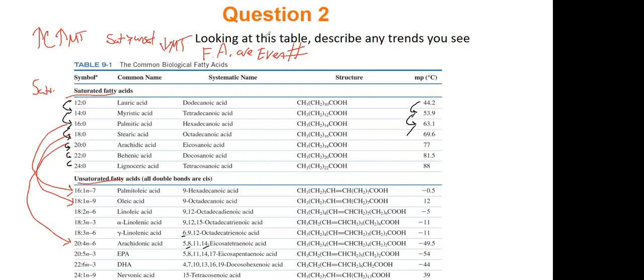I have one more trend that I have written down. The unsaturated fatty acids 1 delta 9: if we have only one double bond at the 9th position, the melting temperature is above 0. Sure, we can put that as a trend. At least on this table, a 1 delta 9 has a melting temp greater than 0.